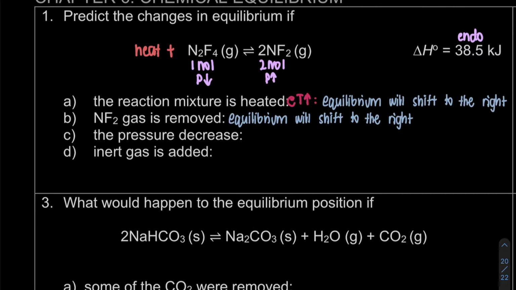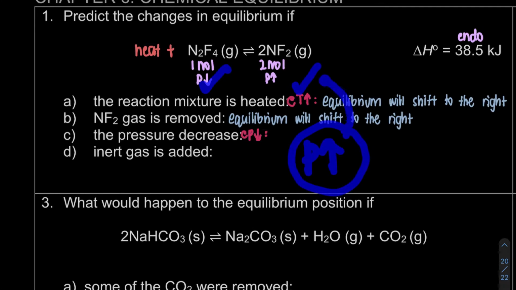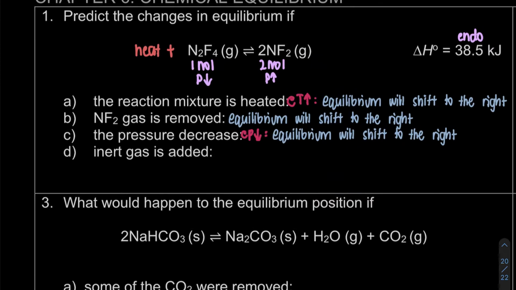Okay, next one. The pressure decreases. The system will counter back by increasing the pressure again. So when the pressure increases, where will it go, the left hand side or the right hand side? To counter back by increasing the pressure, it goes to our right hand side. Okay, the last one, inert gas is added.